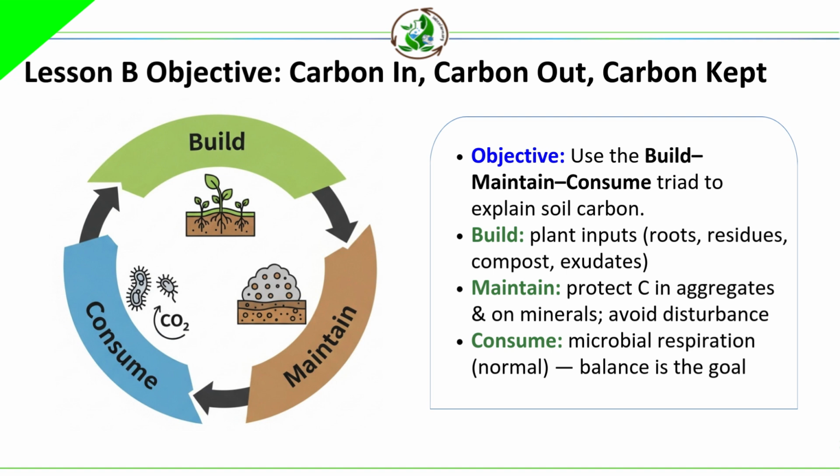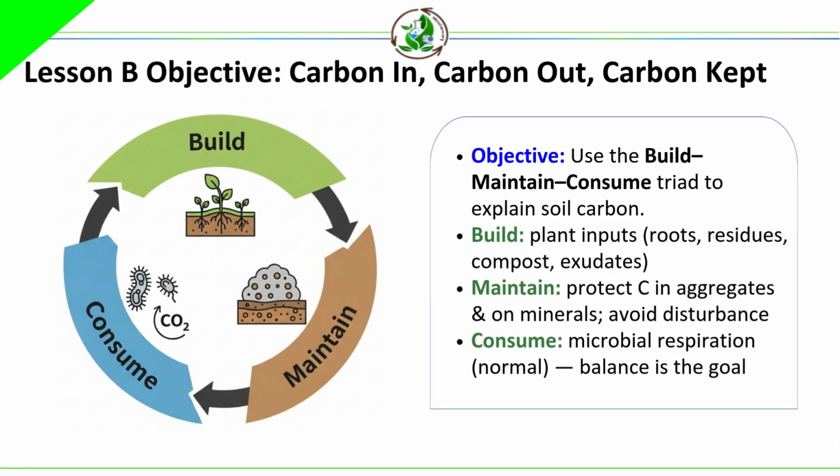We need some consumption. It fuels nutrient cycling. But too much spending drains the account. Ideally, we want build, or inputs, to exceed consume or losses over time, so that SOM grows. During our activities, think of examples. Planting a cover crop is a build deposit. No-till is maintain, while intensive grazing or burning straw is consume. Which practices in your garden or backyard would you count as each?